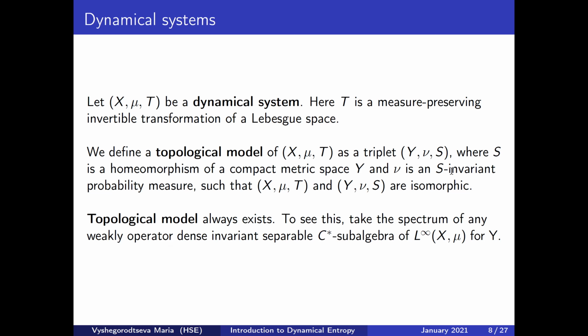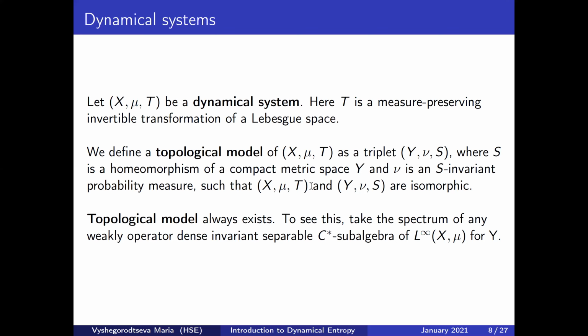which is so here we have a Lebesgue space X and the probability measure mu, and we take a map T, which is a measure preserving invertible transformation of X. We would like to define a topological model of the triplet X mu T as another dynamical system Y, nu, S, and here S is a homeomorphism of a compact metric space Y, and nu is an S-invariant probability measure, and we say that this triplet is the topological model if these two triplets are isomorphic.